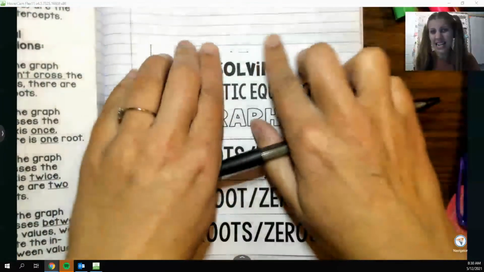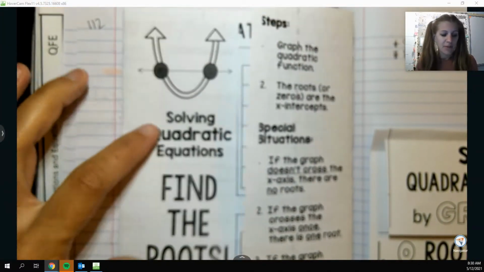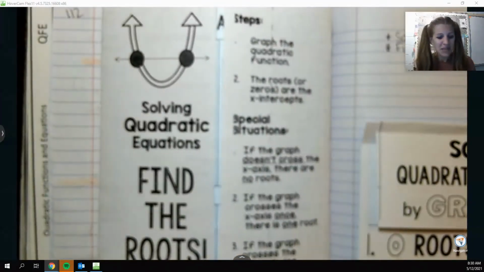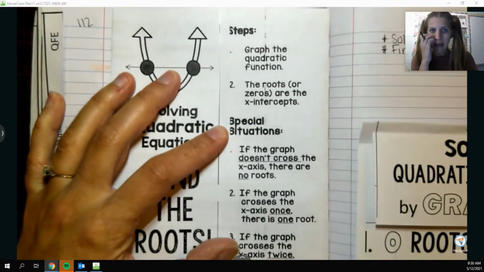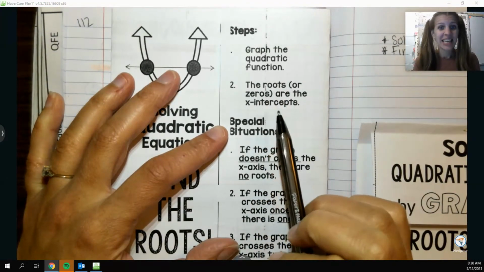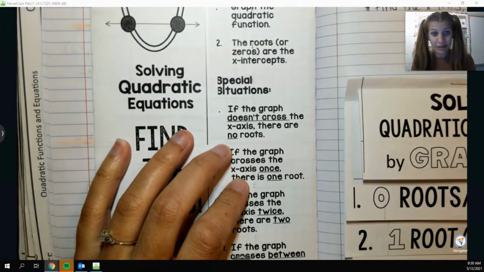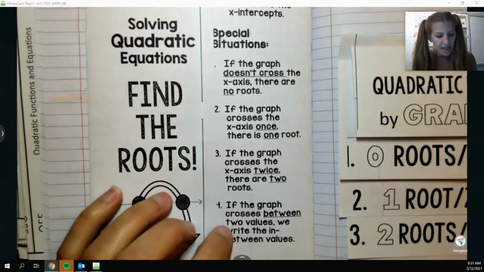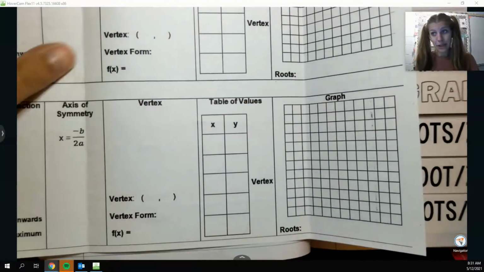Now, these were all kind of nice because they're already graphed for you. So as just a fun little reminder over here, if I'm going to solve quadratics to find their roots or zeros or to find their x-intercepts, one way we can do it is to graph. There we go. Graph the quadratic and then look for the x-intercepts. Now our special cases here is if it doesn't cross, then there are no roots. If it crosses only once, there's 1 root. If it crosses twice, there are 2 roots. If the graph crosses in between, then we have to write in between values, which is when we're guessing, which we don't love. Okay, so we're going to try 2 in here where we have to fully graph.